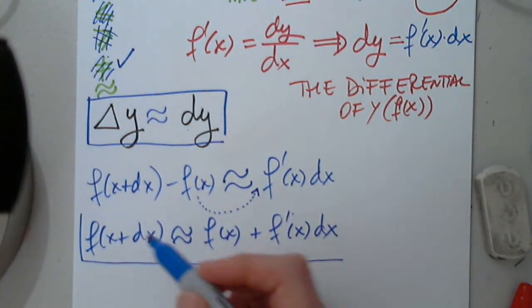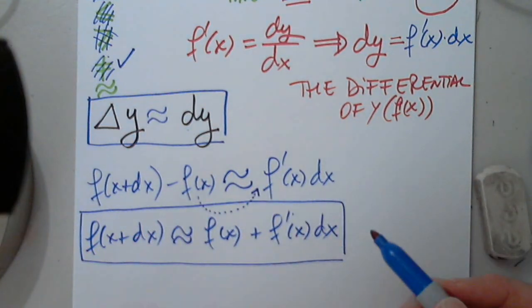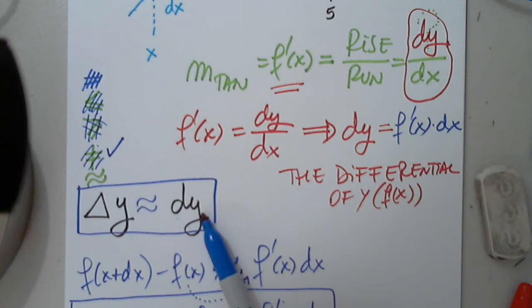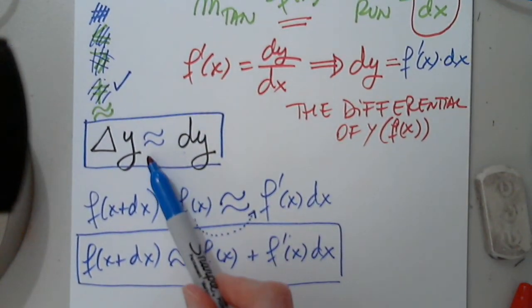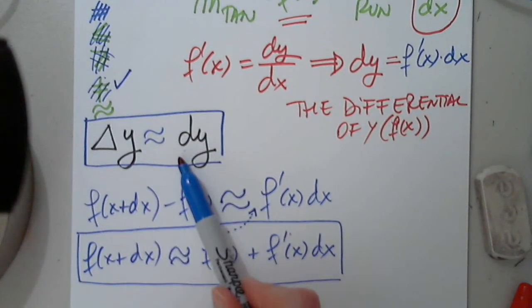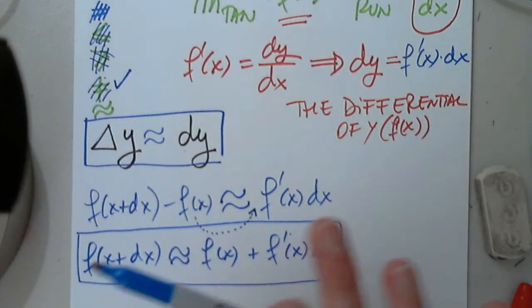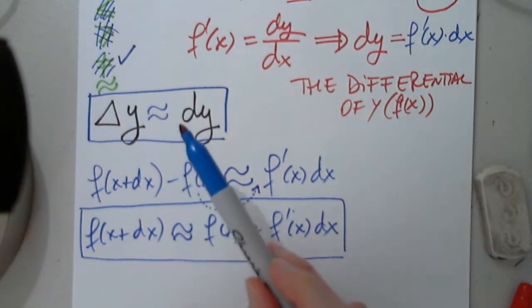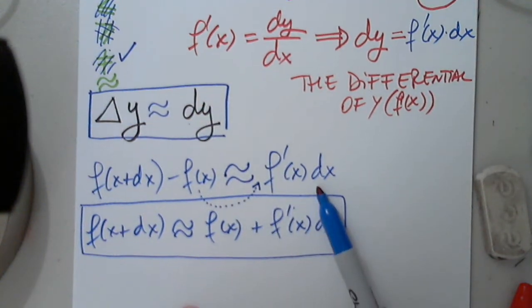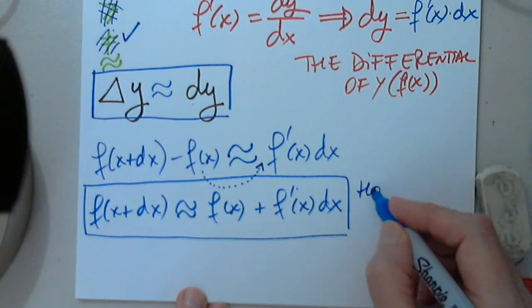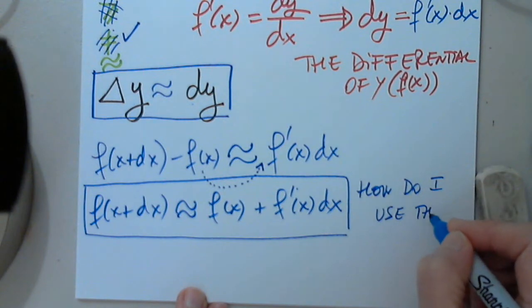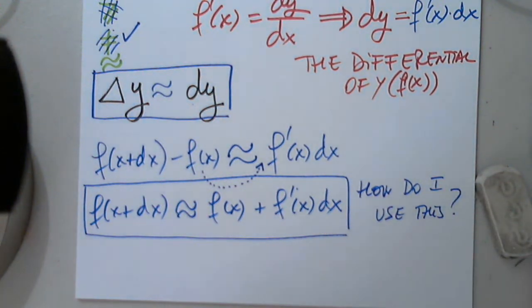Super important relationship. How did we get it? We built this. We saw that they have to be approximate. They have to be almost the same, but not equal. We have the definition of this. We have the definition of this. And the question is, how do I use this concept? Okay, so now let's see how we use it.